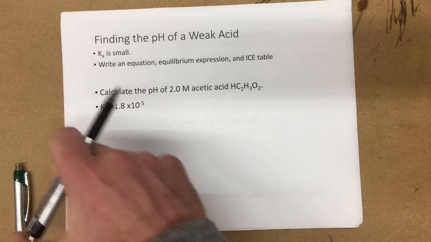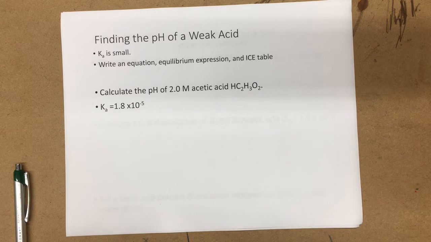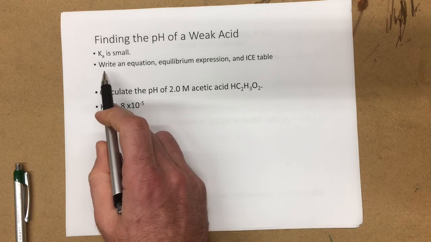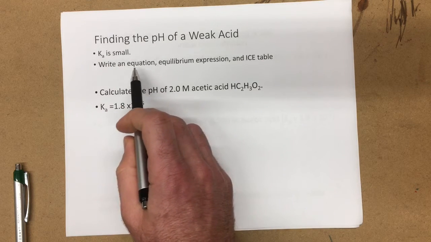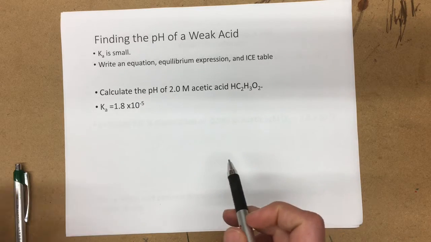So first of all, a couple reminders: for a weak acid, Ka is very small. That means that we don't make very much of the product. We keep a lot of the reactants when it reaches equilibrium. So the things we're going to be doing here, it's an equilibrium problem. So we need to write an equation, an equilibrium expression, and then an ICE table.